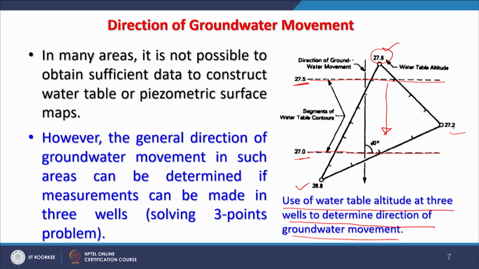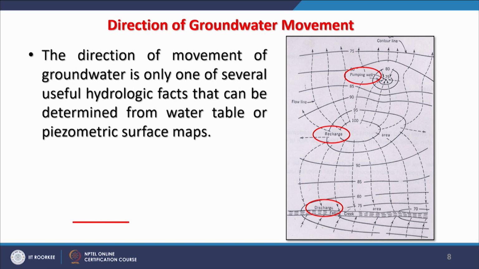So how to get the vector, that is, the flow direction. Here, as is already shown, the direction of groundwater movement is, if I say this is north, then from north to south. So likewise, without much data, just 3 wells' data would be sufficient to know locally the direction of the movement of groundwater. Further, the direction of movement of groundwater is only one of several hydrologic facts that can be determined from water table or piezometric surface maps.